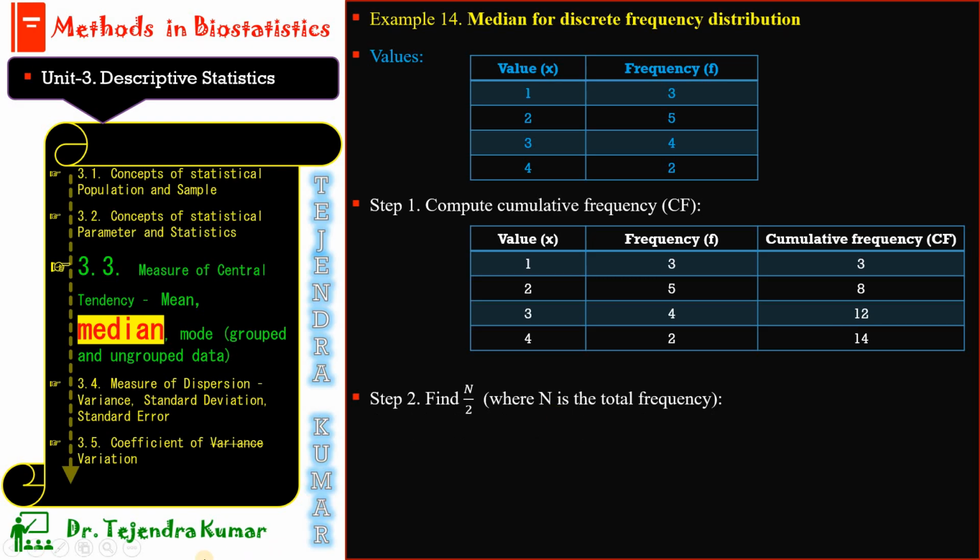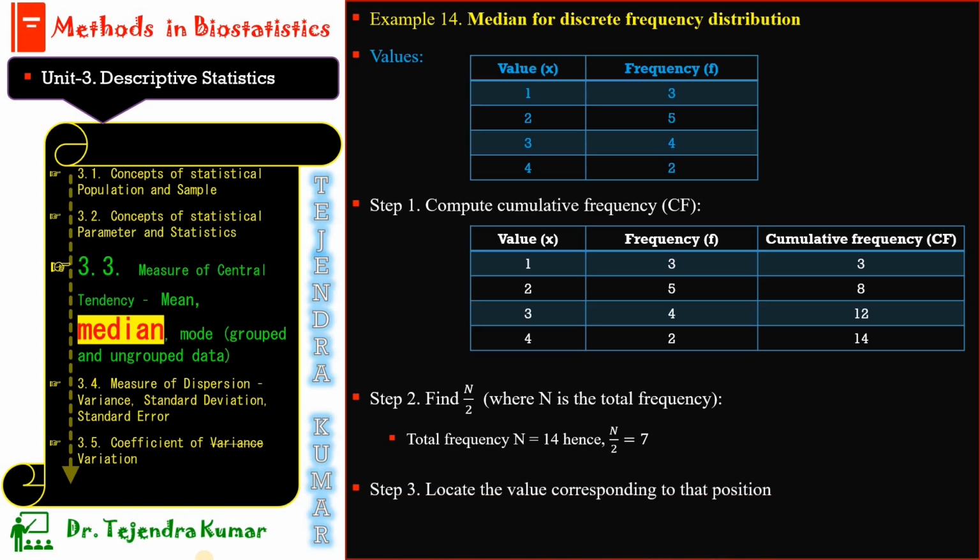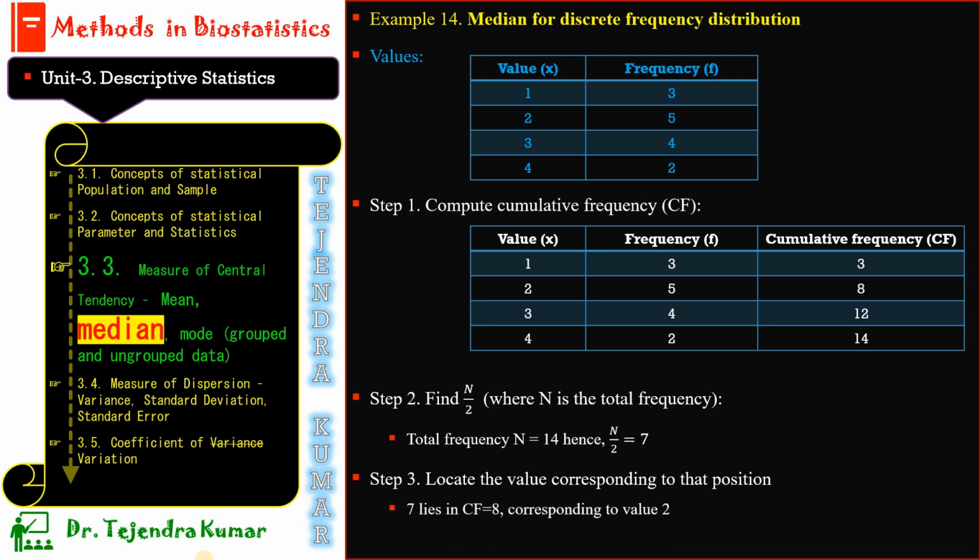Now, in step 2, find n by 2, where n is the total frequency. Total frequency n is equal to 14. So n by 2 is equal to 14 divided by 2, which is 7. Now in the next step, we will locate the value corresponding to that position. Because we got n by 2 equal to 7, 7 lies in cumulative frequency near 8.